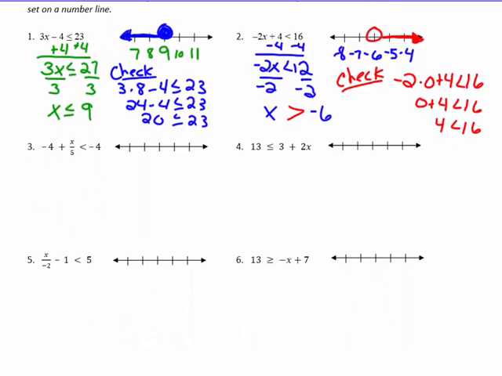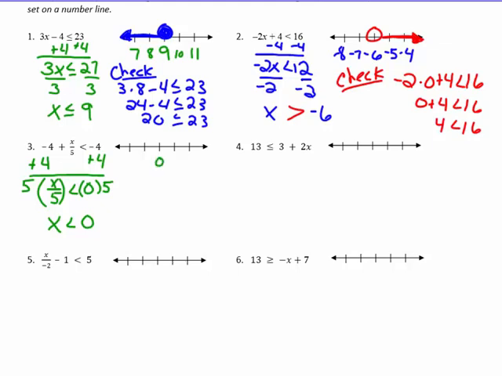For number 3, so now I have to cancel -4, so I'm going to add 4 to both sides. So x over 5 is less than -4 plus 4, which is 0. This is a dividing, so to cancel dividing, I have to multiply. So I'm going to multiply by 5, so x is less than 0.